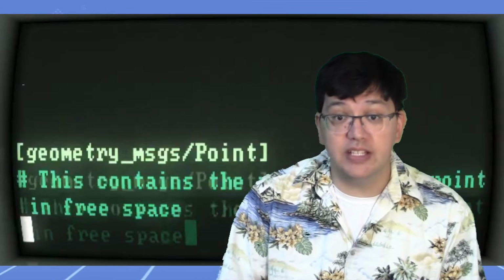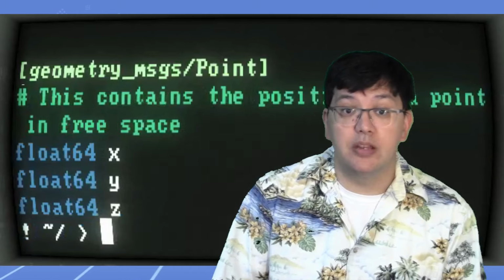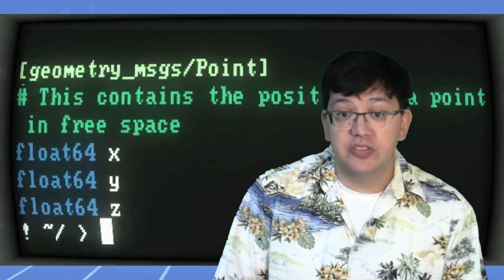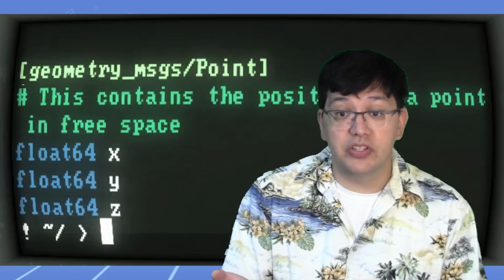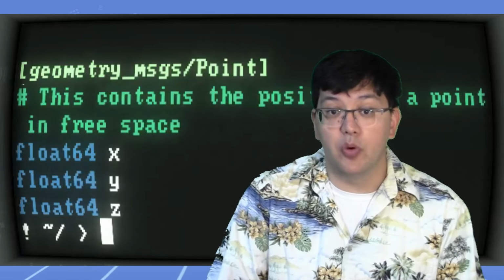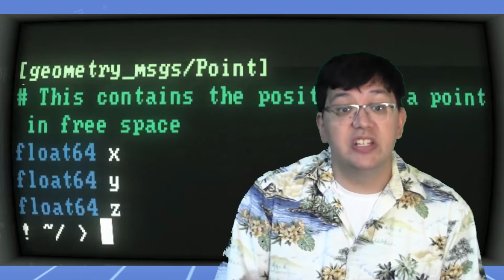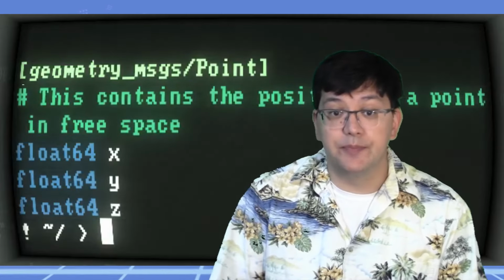Now we're going to start exploring the interface definition language, or IDL. And the first thing we're going to look at is the definition of our point message. The definition is a text file in the geometry messages package at msg/point.msg. We start off with a comment, that's any line starting with a number sign. And then the other lines define the type, in this case float64, a 64-bit floating point number, and the name of the field, in this case X, Y, and Z.